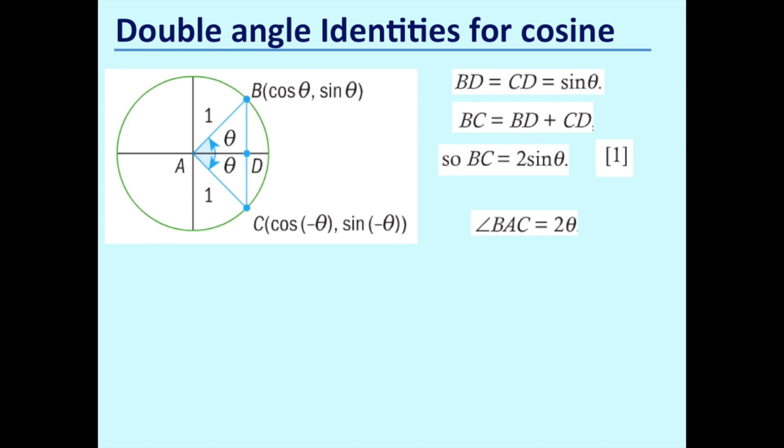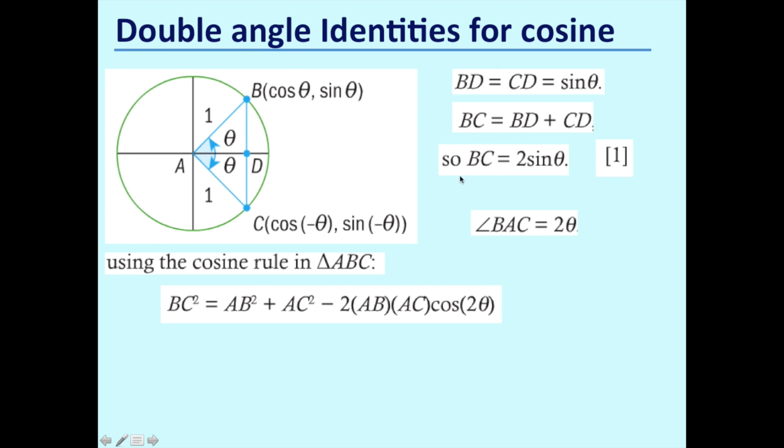So if we have a look at angle BAC, now we're going to be looking at this whole large triangle here. Again, if this is theta and this is theta, the whole angle is 2 theta. Using the cosine rule in triangle ABC, we can say that AB squared plus AC squared minus 2AB times AC cos 2 theta is going to equal BC squared.